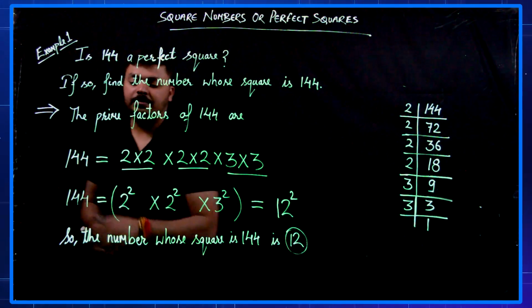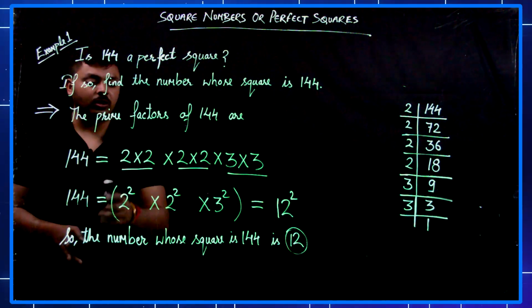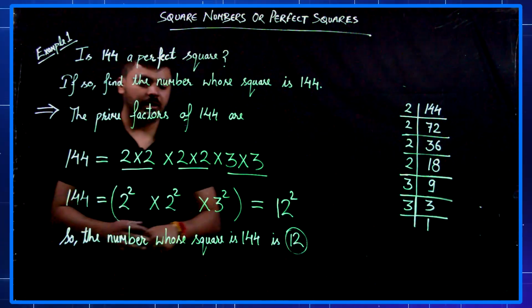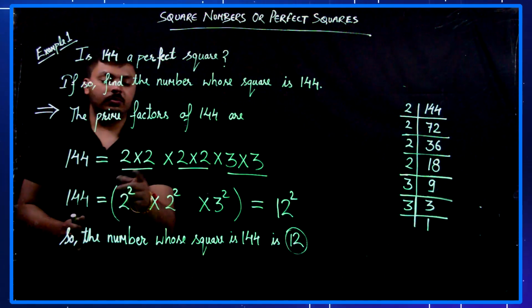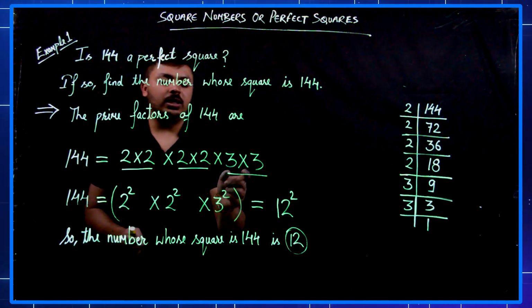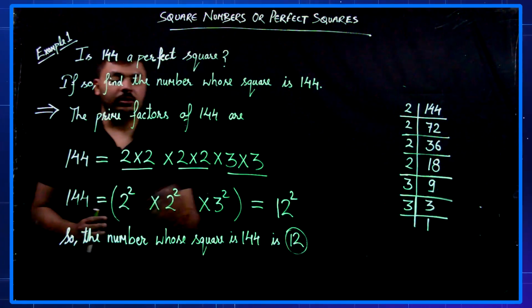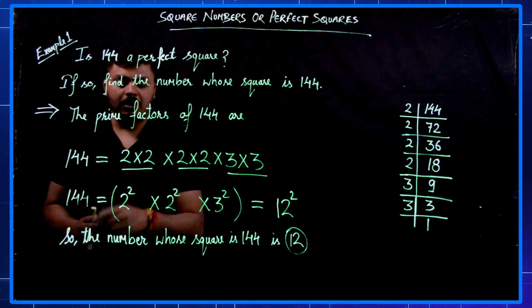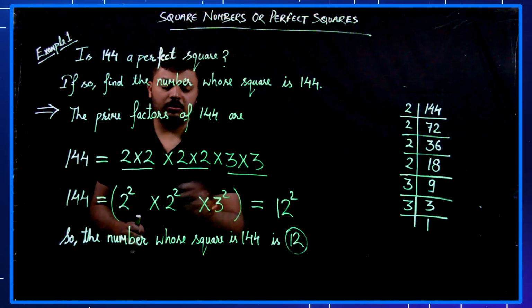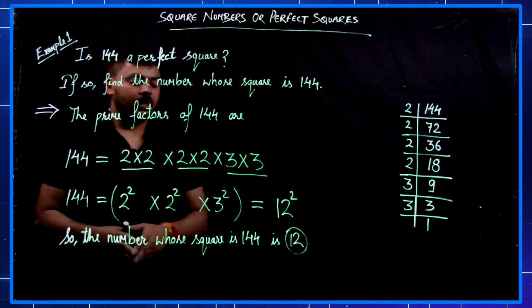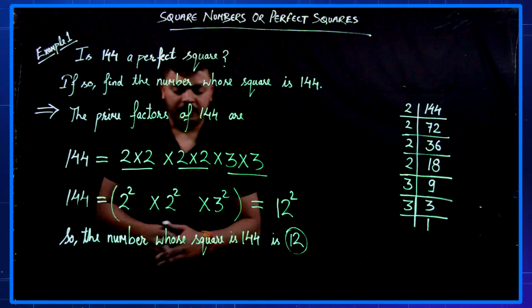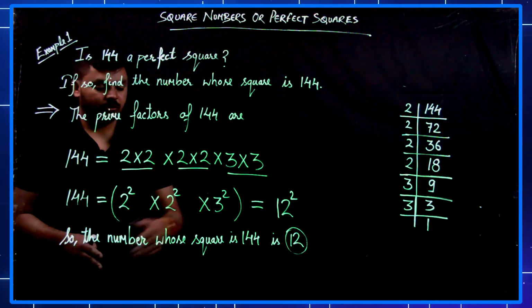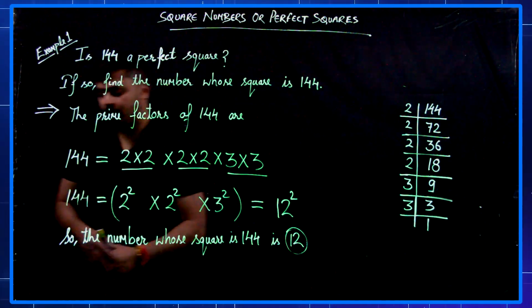So here we express 144 as the product of pairs of equal factors, that is 2 multiplied by 2, 2 multiplied by 2, and 3 multiplied by 3. So we have got 3 pairs. So we write 2 to the power 2, 2 to the power 2, and 3 to the power 2 in product equals 12 square. Hence 12 is the number whose square is 144.